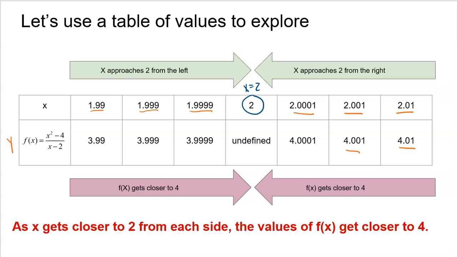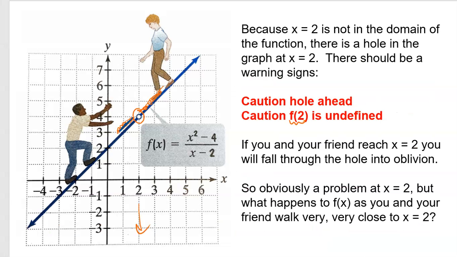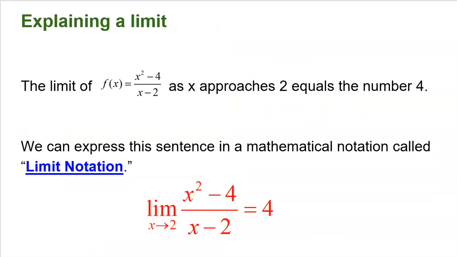So what we notice is that as x gets closer to 2 from each side, the values of f of x, now please remember f of x is just a fancy way of saying y, the values of y are getting closer to 4. And again, if you go look at that graph, you see that, right? Every time I inch closer and closer to an x value of 2, the corresponding y value is getting closer and closer to 4. And this is what a limit is.